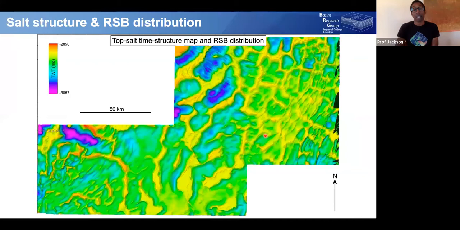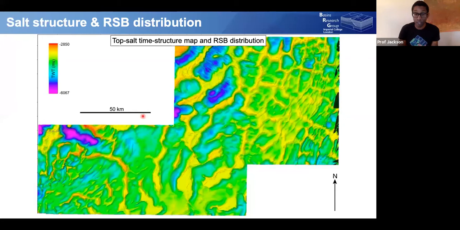This is the top salt map in here. I never tire of showing this map because it's absolutely beautiful. We've got this very complex polygonal array of salt diapirs separated by these mini basins. And just for scale, that's 50 kilometers near. So this is a big piece of real estate.